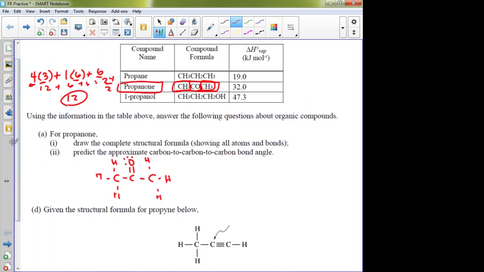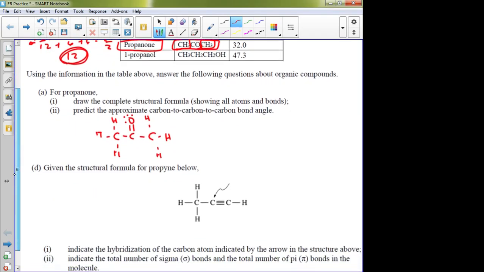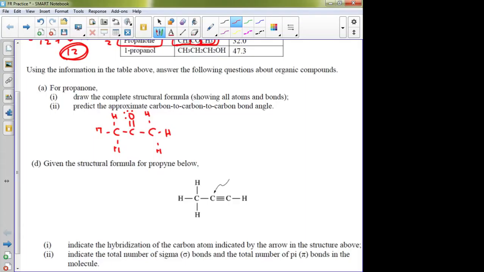So we had three carbons, and they have 4 valence electrons, 6 hydrogens, they have 1 valence electron, and 1 oxygen with 6. So that means we had 12 electron pairs. And so when you drew the propanol molecule, I'll redraw it for you.